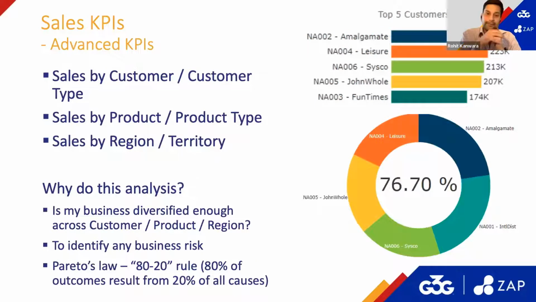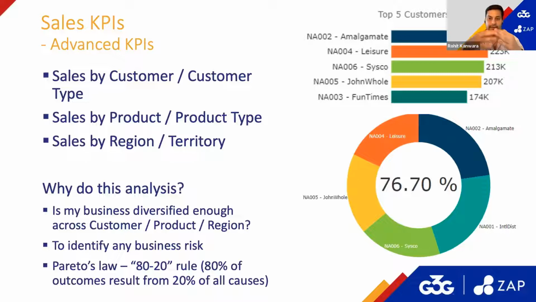Then we go into some advanced KPIs. And again, going back to the whole ERP realm, where you have your SAP Business One, you've got a wholesaler, distributor, retailer, and so on and so forth. And you've got customers and products and regions and territories that you sell to. So the advanced version of this is, I've got my sales, I've got my cost, I've got my margin, I've got my target, I've got my rep.